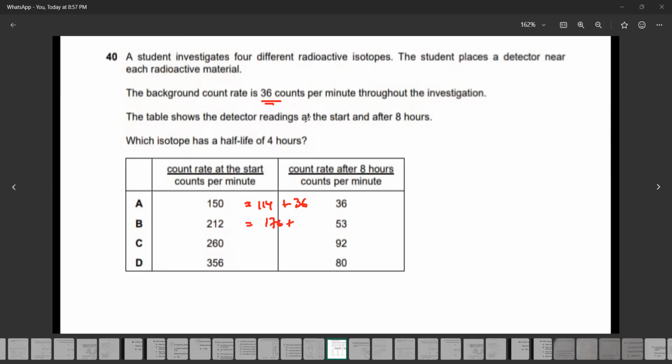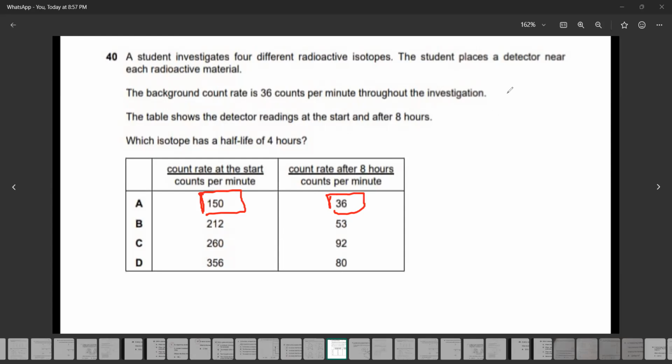The table shows the detector reading at the start and after 8 hours. Which isotope has a half-life of 4 hours? I was reading here: 150 becomes 36. So how can we work out 150 becoming 36?